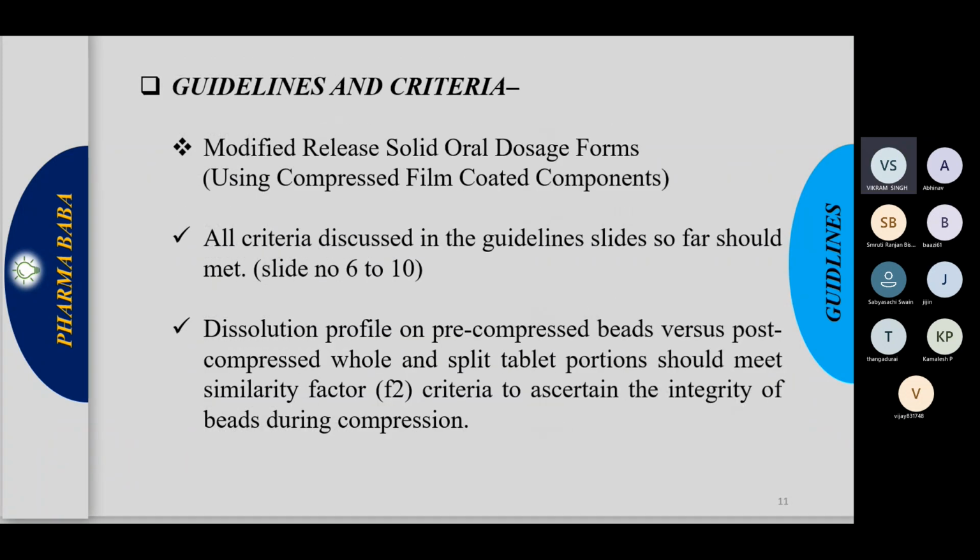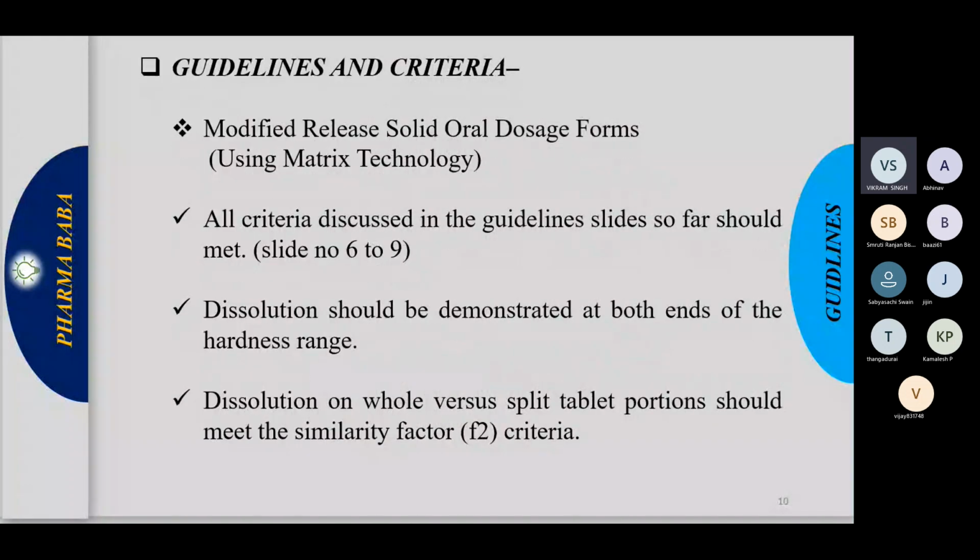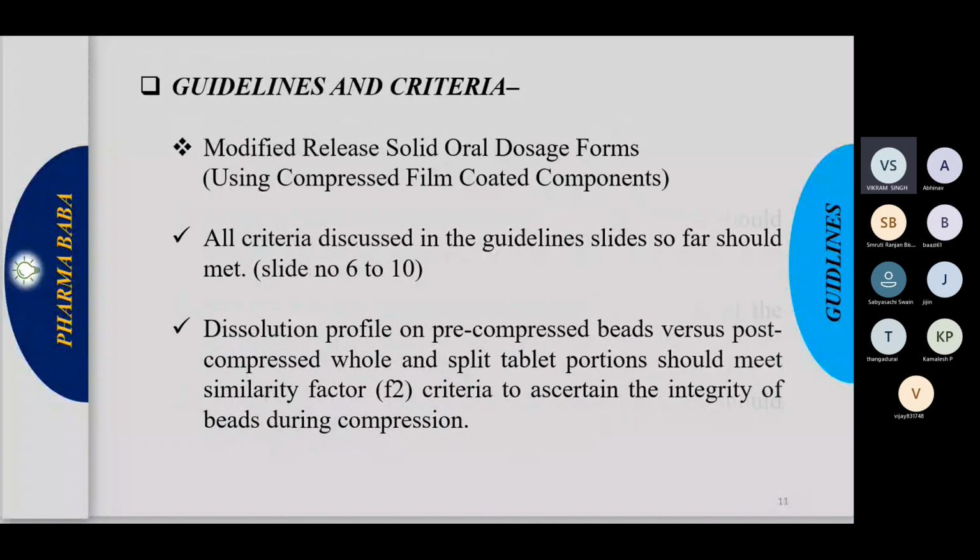Then for modified release doses, which are MUPS. In case of MUPS, modified release doses from multiple unit pellet systems, all the criteria mentioned from slides 6 to 10 are also included, that is both ends of hardness, and the F2 part is also included. But for the F2 part, they have additionally said that the dissolution profile on pre-compressed beads, meaning pellets, versus post-compressed whole and split tablet portions should meet the similarity factor criteria to ascertain the integrity of the beads during compression.